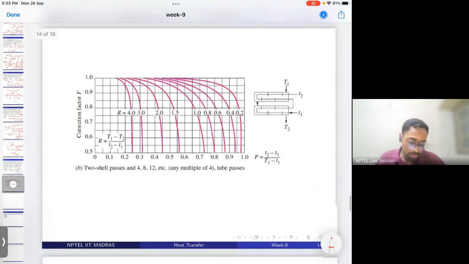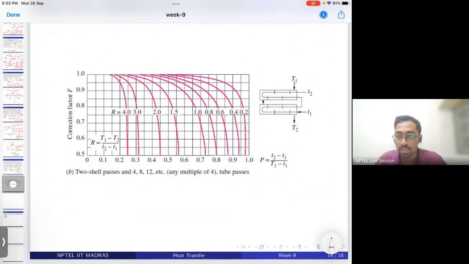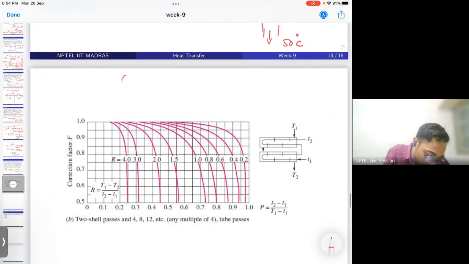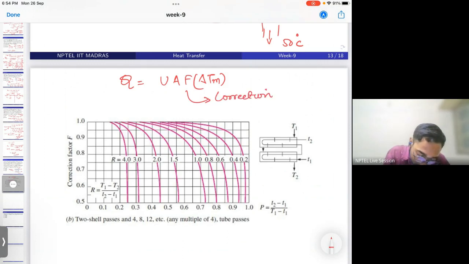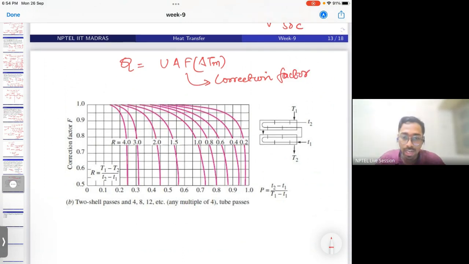So this is not a simple heat exchanger. It's a heat exchanger with multiple passes. So we cannot solve this using our direct expression. The expression is fine, that is Q is equal to U A F delta Tm. This is the same, we are adding an extra correction factor. Correction factor we need to add. And this correction factor we can find out from the graphs.